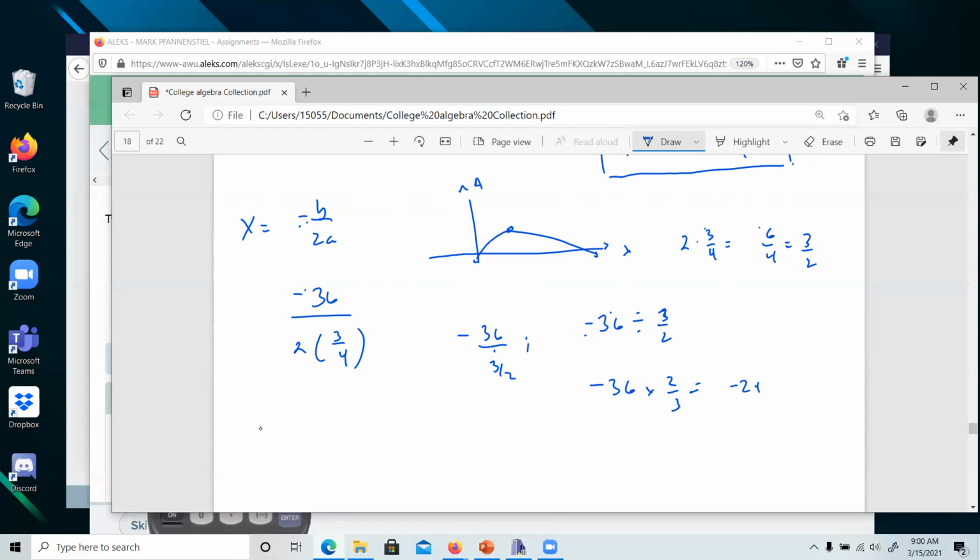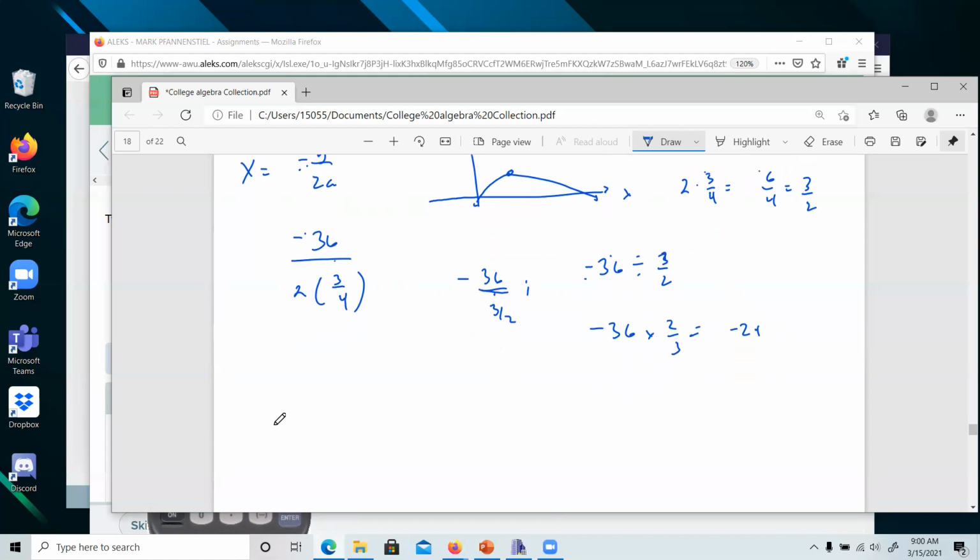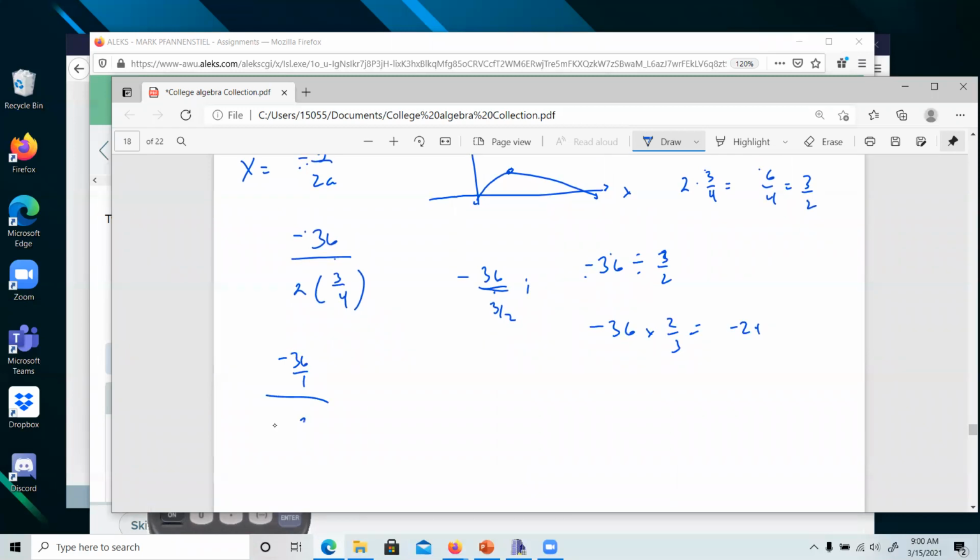Or, right, here's your bar. Here's your heavy bar. So we're going to have negative 36 over 1, over 3/2. Multiply top and bottom by 2/3. That cancels all of that out, and then we still have 36 times 2/3. Okay, that's going to be what? 3 into 36 gives 12 times. 12 times 2 is negative.